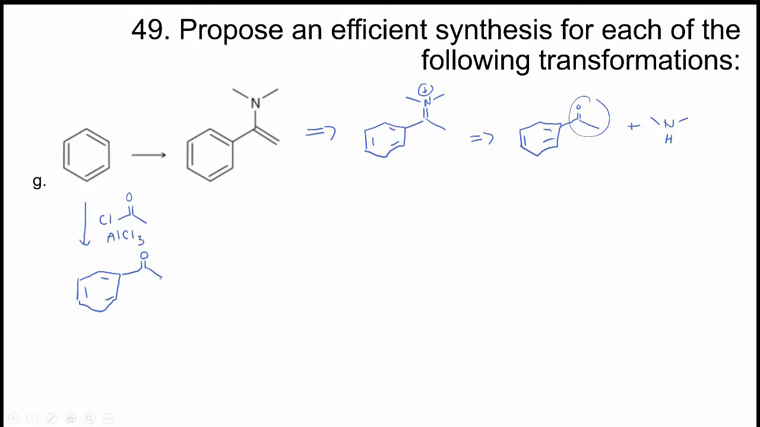And then from that, we can add the dimethylamine with catalytic acid in order to get that enamine. And the double bond won't go in the direction toward the benzene ring because that would be too many bonds to carbon there. Questions there?